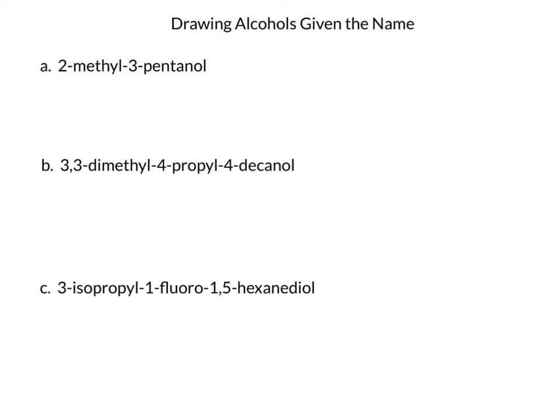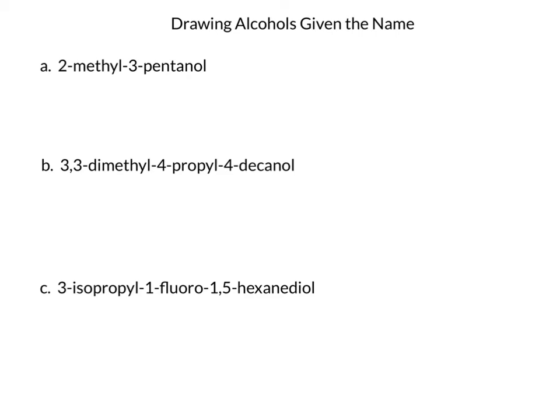The last step is to add on all the correct number of hydrogens. Again, making sure that each carbon has 4 bonds and that the oxygen only has 2 bonds. And that is our 3,3 dimethyl 4-propyl 4-decanol. So what kind of alcohol is it? Is it primary, secondary, or tertiary? We look at where the OH is. It's on carbon number 4. That carbon has 3 carbon chains coming from it, and so it is a tertiary alcohol.